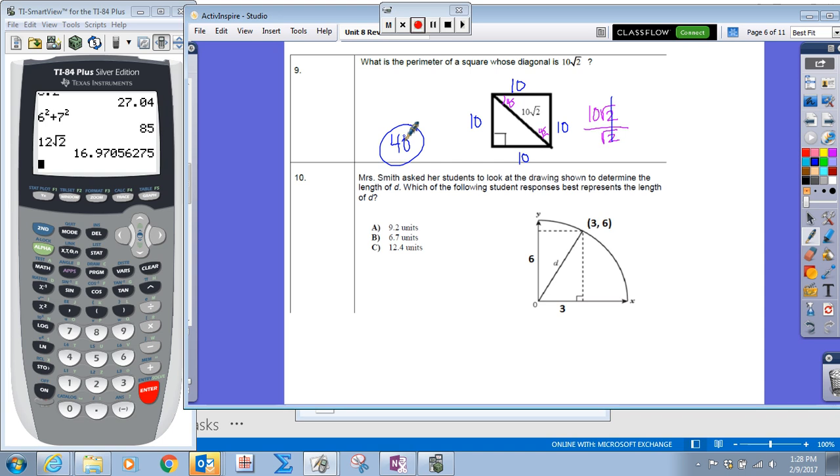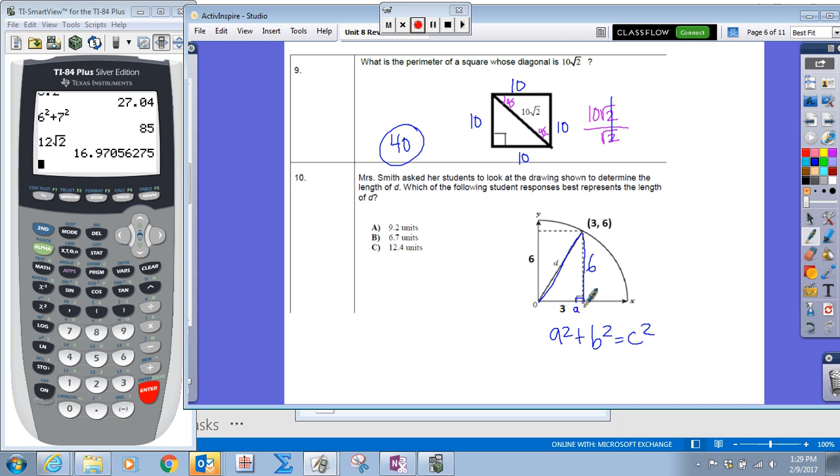For number 10, it says, Mrs. Smith asked her students to look at the drawing shown to determine the length of D. Which of the following student responses best represent the length of D? So the length of D is right here. And we know that one part of that is going to be 3, and the other part is going to be 6. And look at this little triangle right here. Transfer that 6 over. And so we know we can do the Pythagorean theorem because it's going to be a right angle. So we could do a squared plus b squared equals c squared.